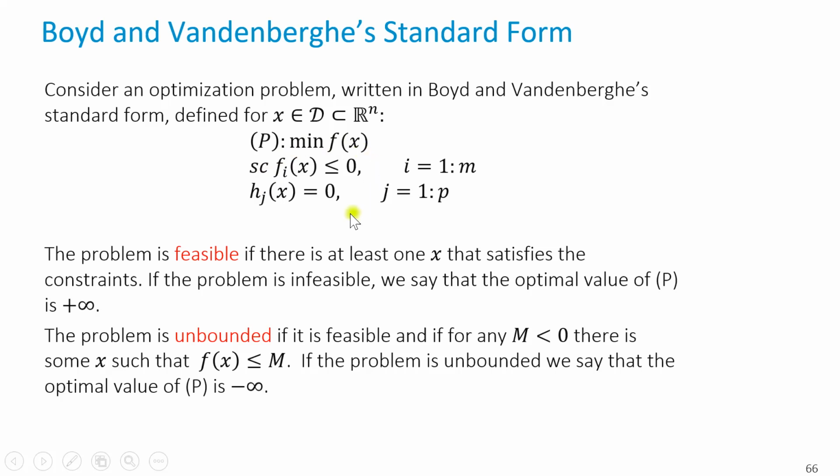This problem is feasible if the set of constraints is not empty. Right? If the problem is infeasible, by convention, we say that the minimum value is plus infinity, which is saying the minimum of an empty set is infinite.